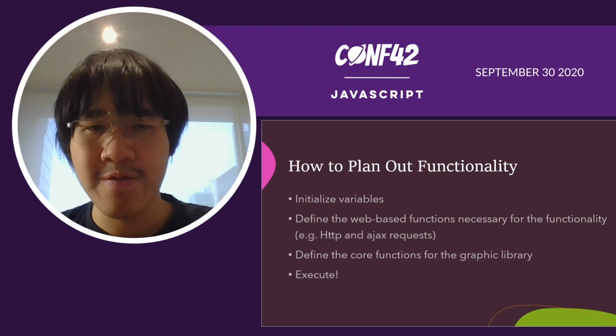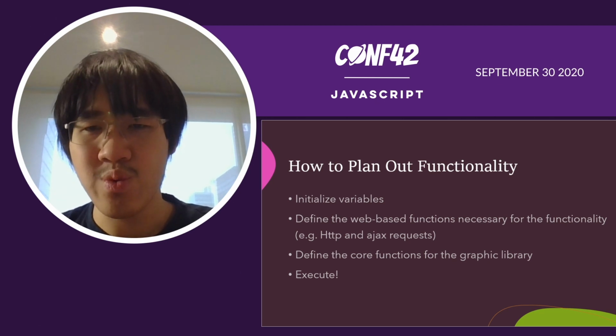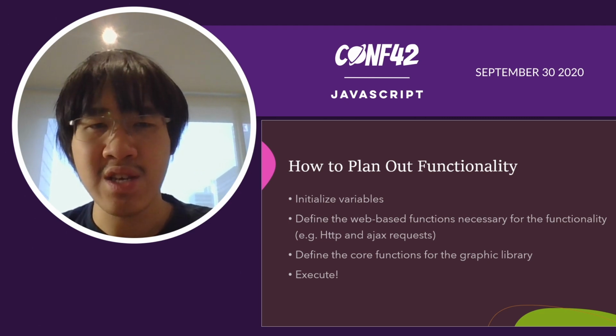Next up, define the web-based functions necessary for the functionality. These are examples of HTTP and AJAX requests. Essentially, you want to define them in such a way that these functions are ready for you to use in implementation, and you can just call them and have them used as you go along.